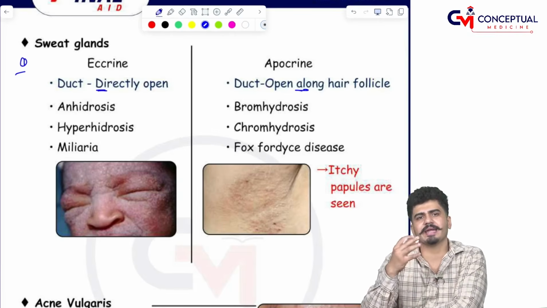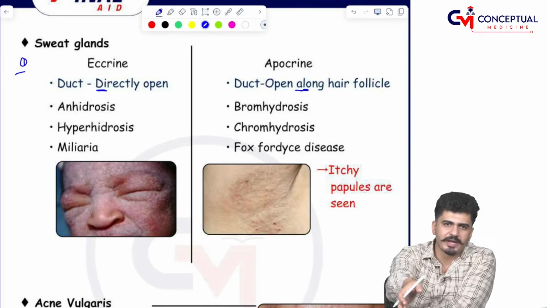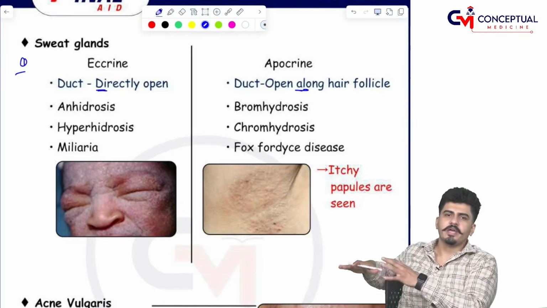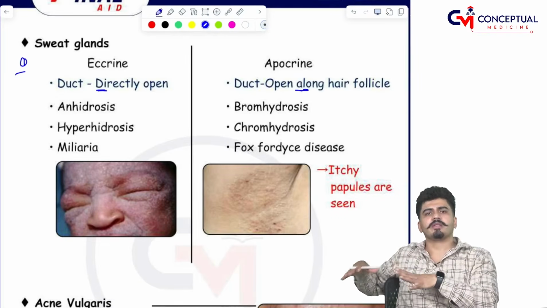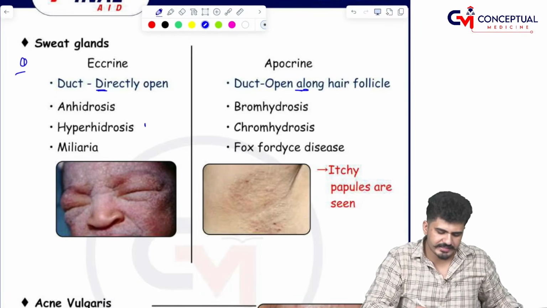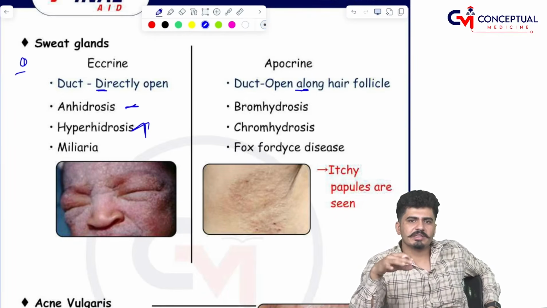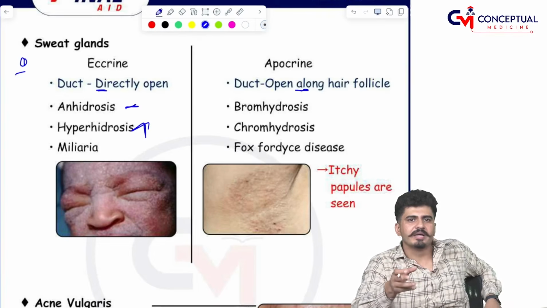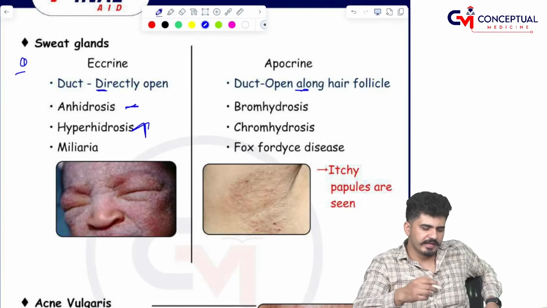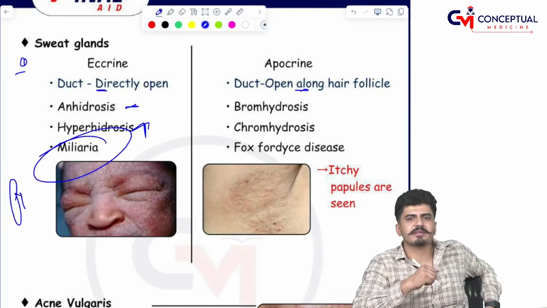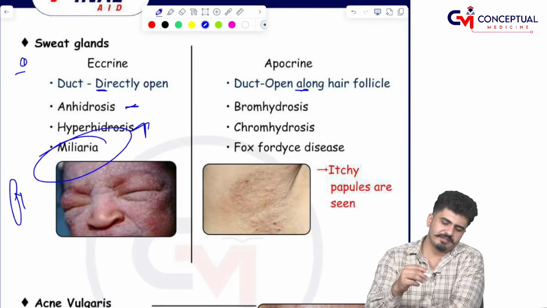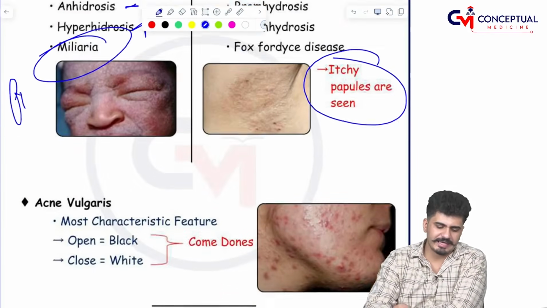When the duct is opening directly, there is either hyperhidrosis or anhidrosis. It will be either very much increased or very much decreased. Hyperhidrosis is excessive sweating, anhidrosis is none. And this is associated in children. If the duct is blocked, then there is going to be a disease. Again, a previous year topic, miliaria. And in apocrine, Fox-Fordyce disease, where itchy papules are seen.